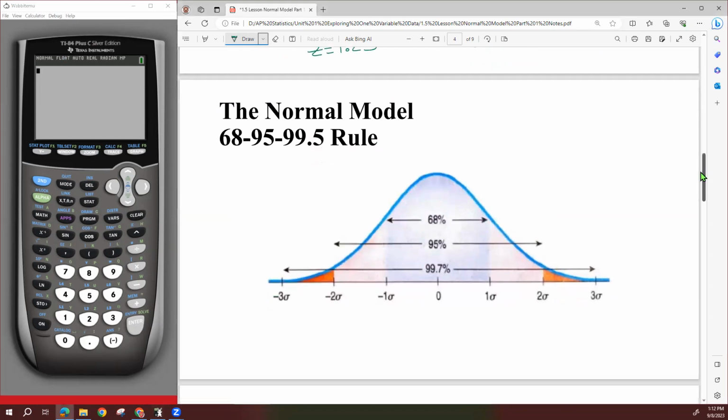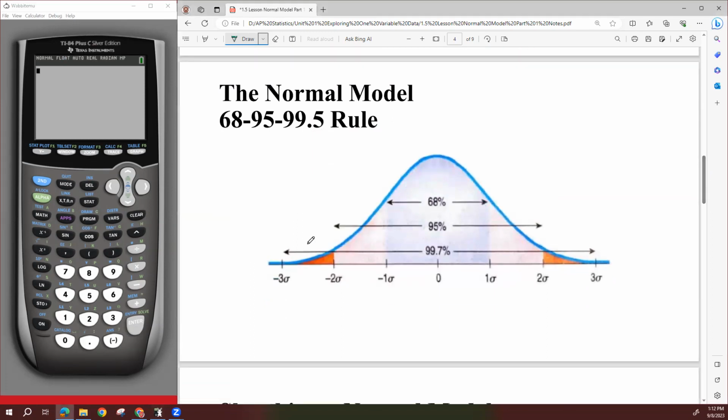And that brings us to our discussion of the normal model. We have this curve that is symmetric. It's unimodal, meaning it has one peak right there in the middle. It's got two tails, one to the left, one to the right. Some people call it the bell curve.